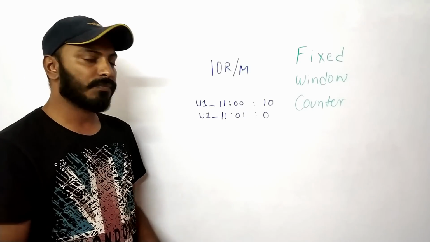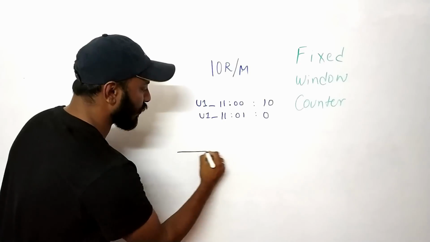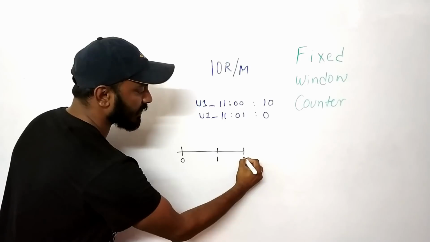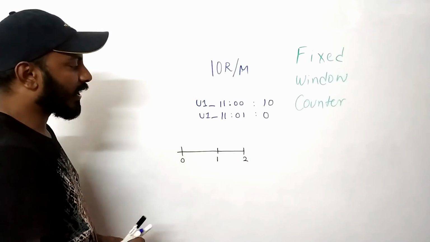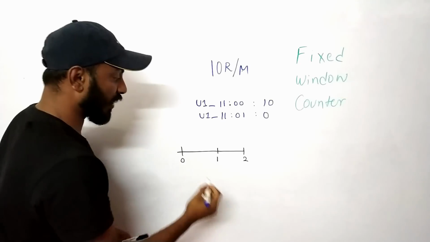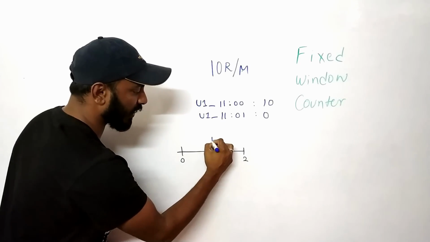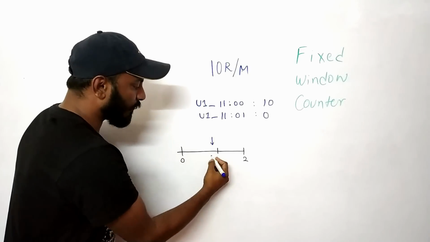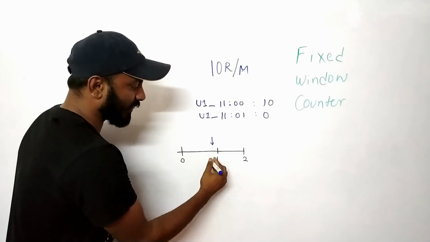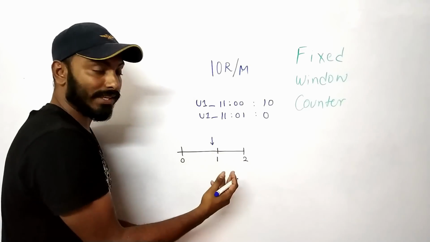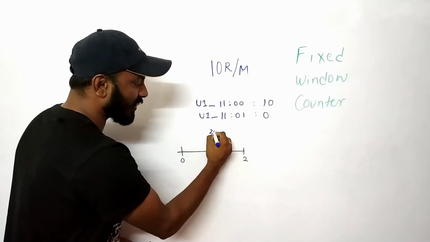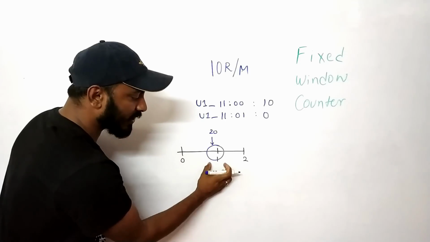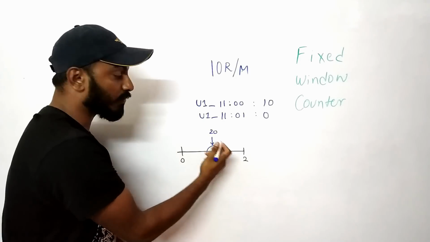But there is one more problem. Say, for example, you have a window. Say this is the 0th minute, this is the first minute, and this is the second minute. Consider we are getting more requests at the end of the minute. Say, for example, we are getting tons of requests at this point, when the 0th minute is about to end, about the 55th second or 59th second. Say, for example, we got about 20 requests. In this case, at this particular window, or this particular couple of seconds, we get more requests.